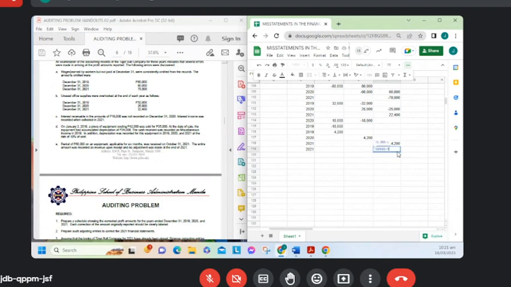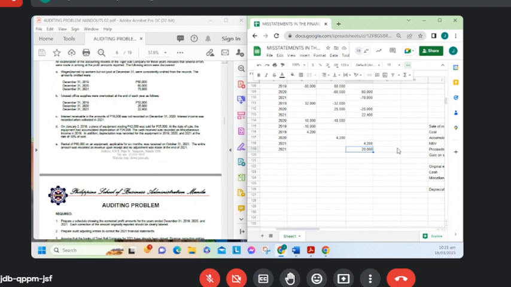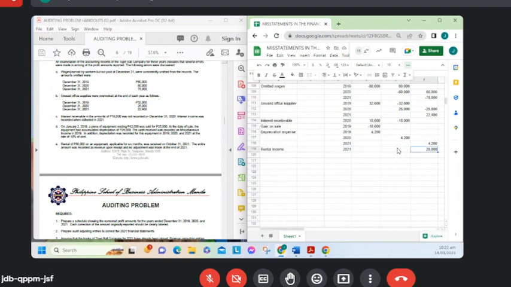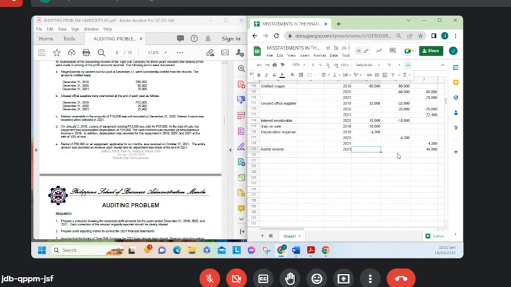Supposedly the entity will earn 10,000 per month. So times 2, that's 20,000. Okay? So the company recorded it as revenue pala, no? So it means overstated ang net income by the 4 months. So supposedly 2 months only yung earned nila. So 40,000 overstatement in rental income. Okay? So that's the schedule.